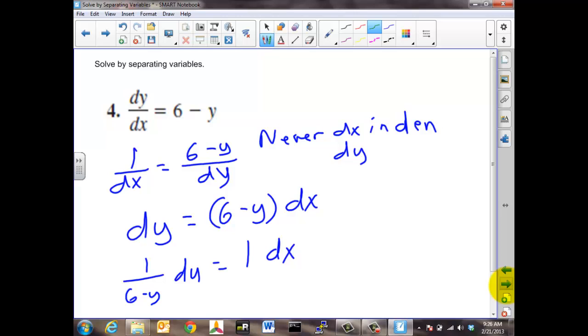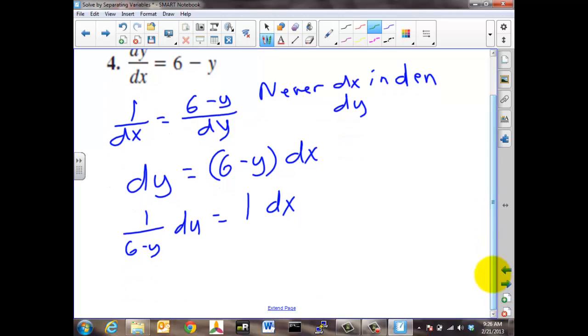Now we can integrate. Why didn't you integrate? Because we've got a y with a dx. We can't integrate right here because remember, we've got to separate the variables. We've got to get everything with y's on the left, everything with x's and dx's on the right. Well, what's going to happen over there with that 1 over 6 minus y? How do we integrate that?